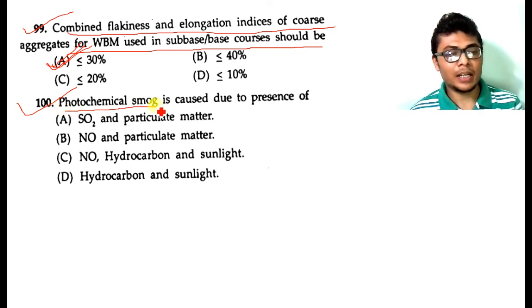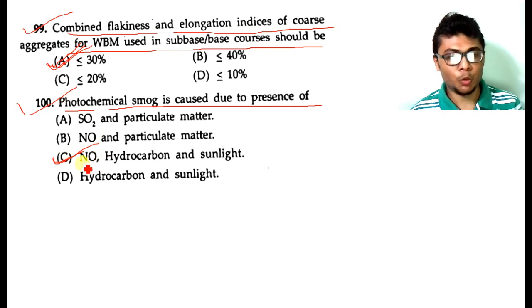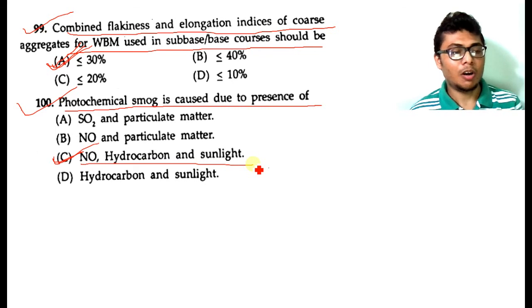The photochemical smoke is caused due to the presence of? Easy question. This question is also from environmental engineering, and the chapter is air pollution and control. Obviously the answer will be C, because photochemical smoke is generally formed due to the reaction of NO2, that means oxides of nitrogen, and hydrocarbons in the presence of sunlight. Therefore my correct answer is C. Okay.